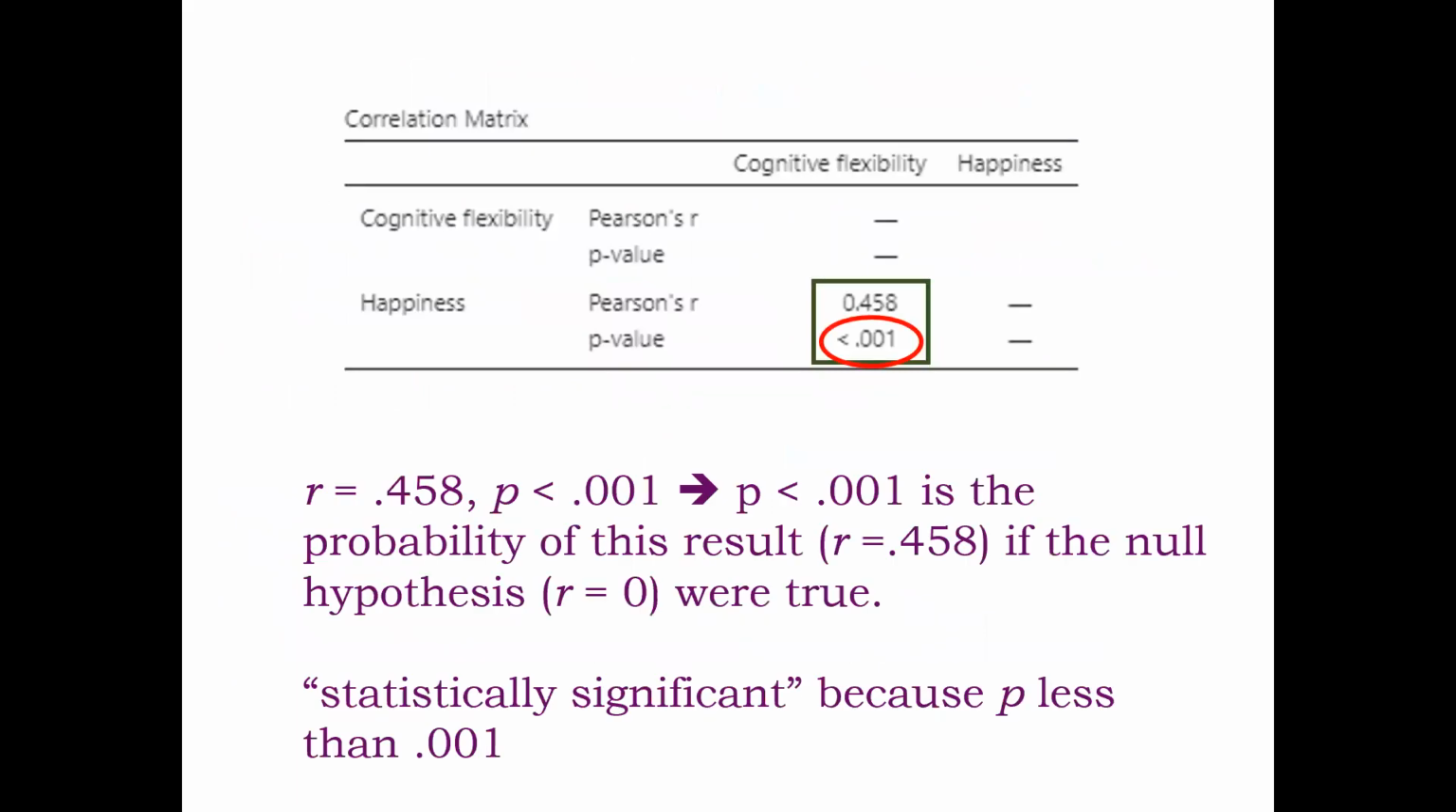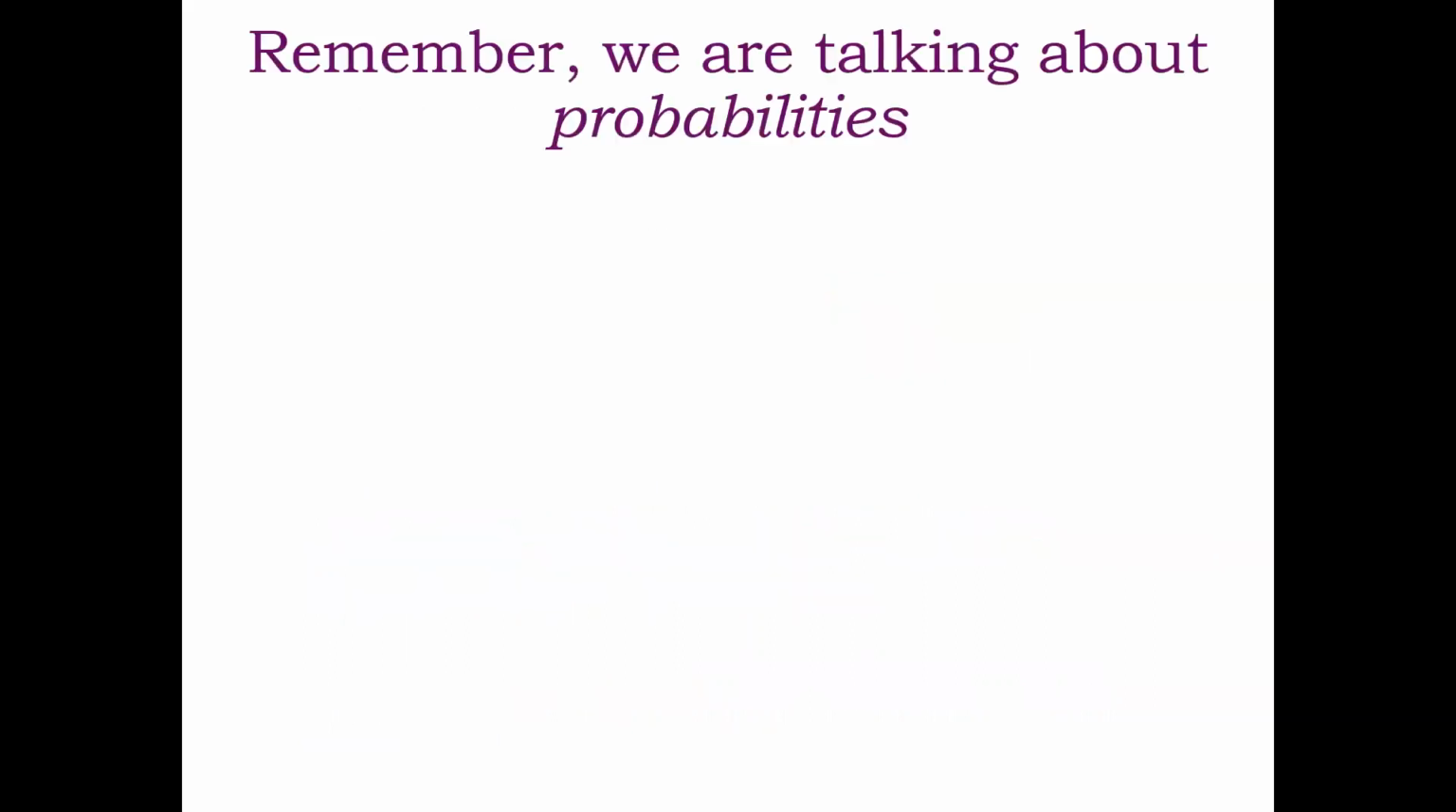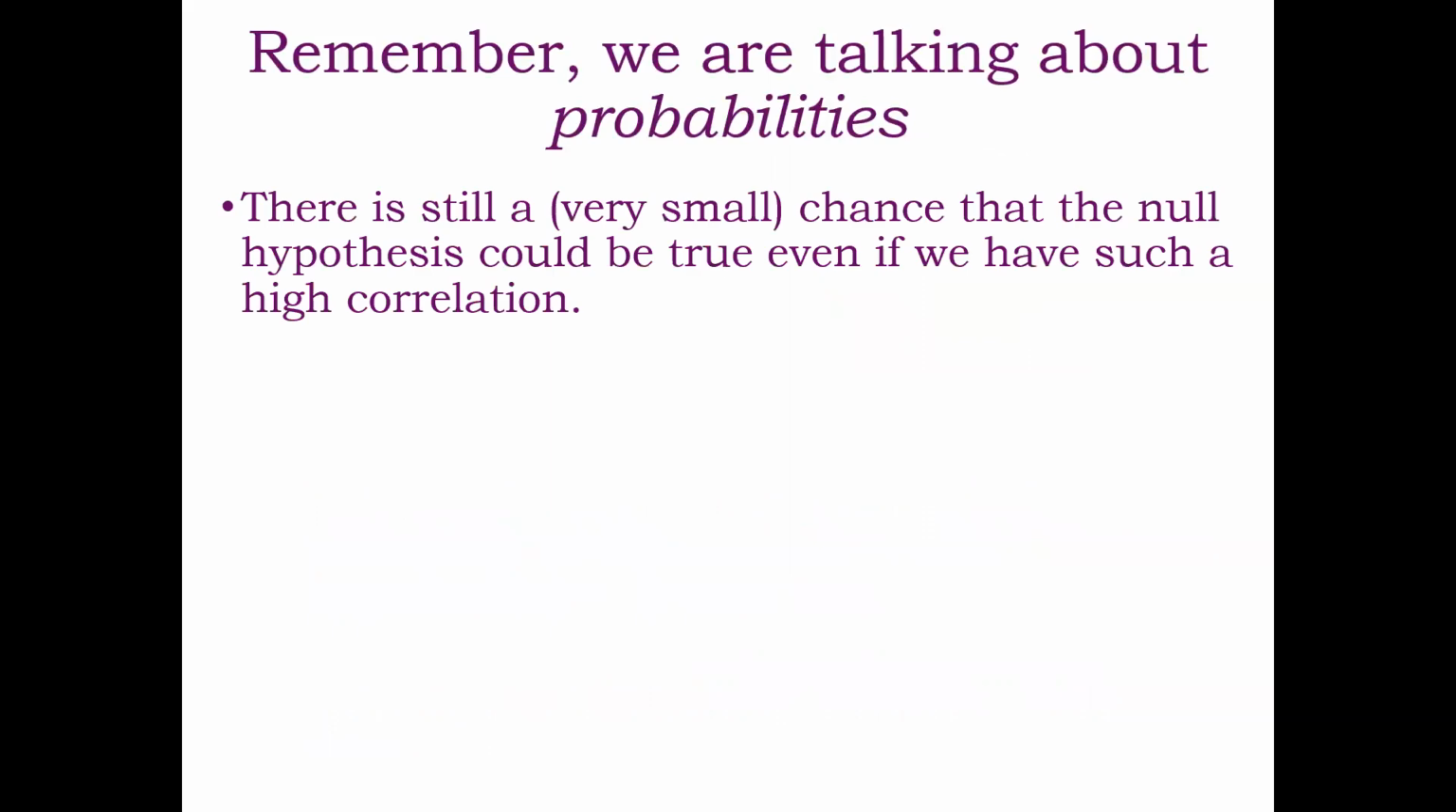R equals 0.458, p less than 0.001. And the p less than 0.001 is the probability of this result, R equals 0.458, if the null hypothesis of R equals 0 were true. It is statistically significant. That's the term we use when p is less than whatever our criterion. In this case, it's less than 0.001. Our criterion was 0.05. Remember, we're talking about probabilities. There's still a very small chance that the null could be true because we could have just sampled extreme scores, right?